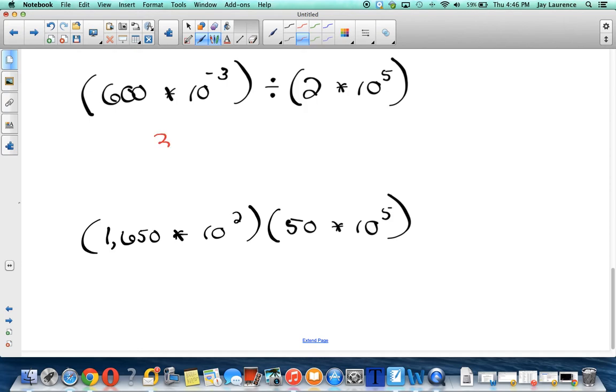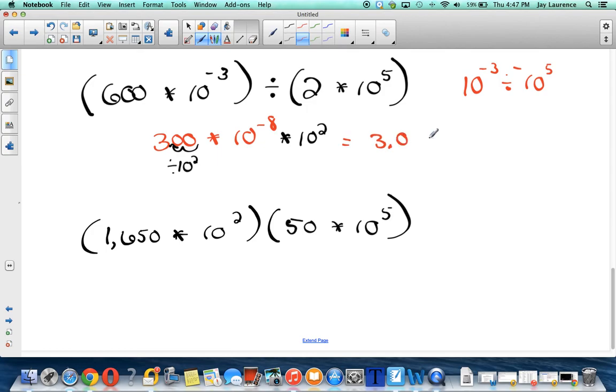600 divided by 2 is 300 times 10 to the negative 3rd divided by 10 to the 5th, subtract, I'm going to get 10 to the negative 8th. The only problem is my coefficient part here isn't between 1 and 10. So I'm going to have to divide it by 10 squared. Each of those little scoopies is 10 to a power, right? 10 to the first, 10 to the second. So I'm dividing by 10 squared, or 100. So I'll have to multiply this part of it by 10 squared. When I do that, I'm going to get 3 0/10 times 10 to the negative 6th.